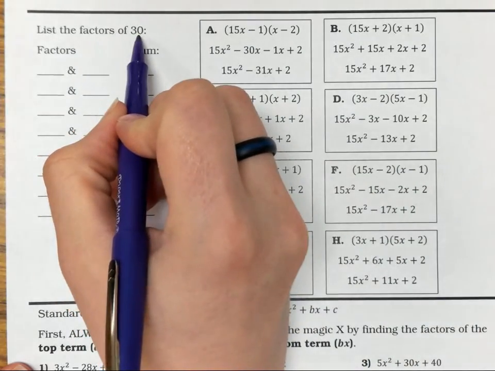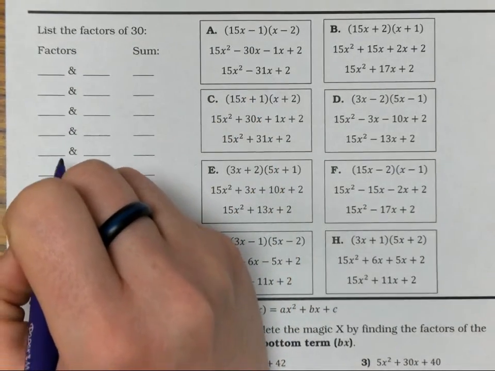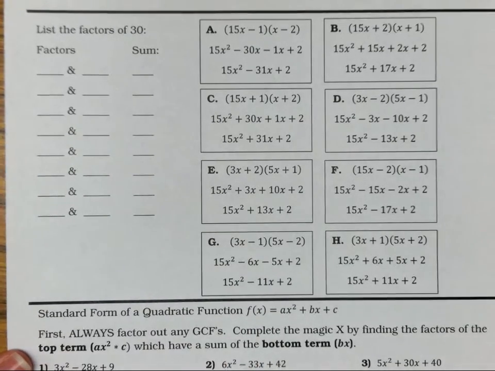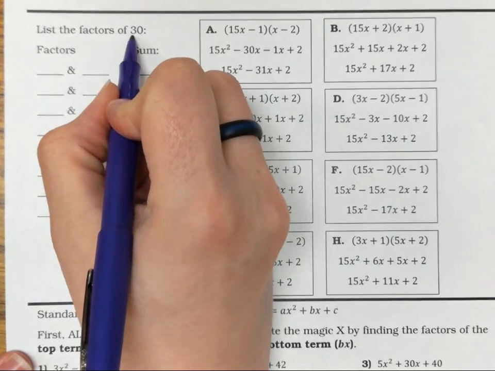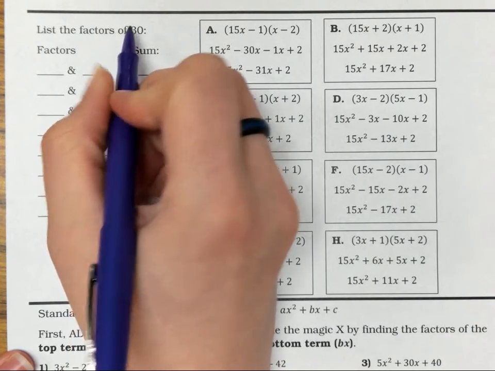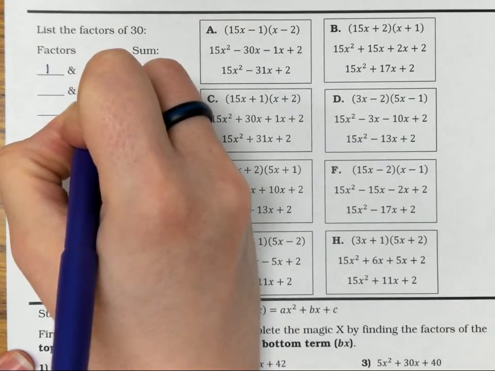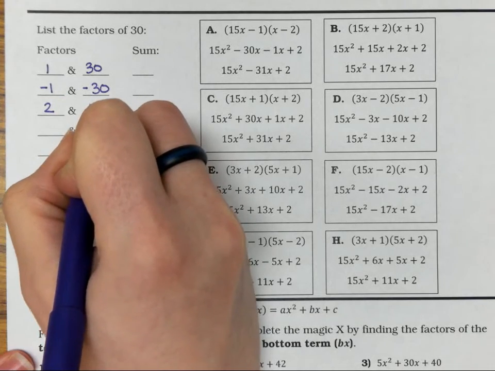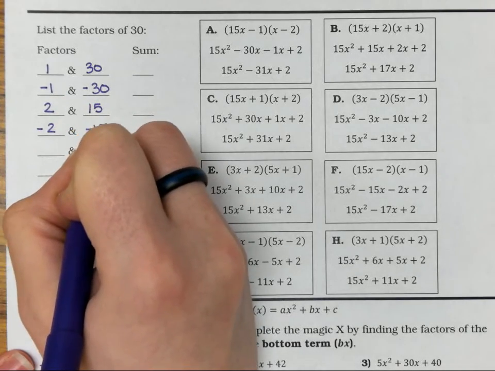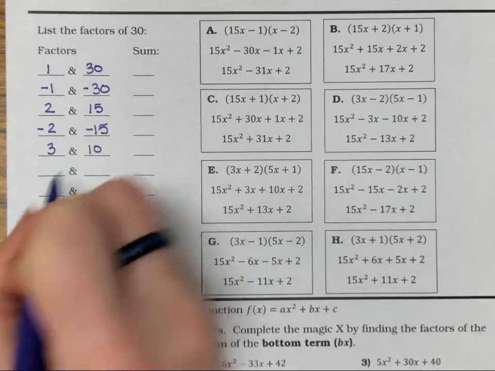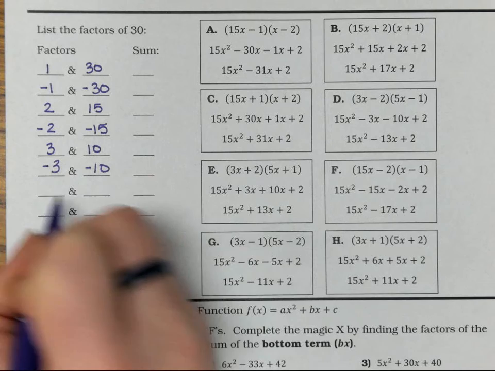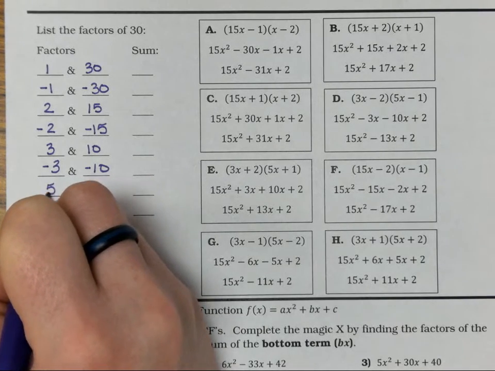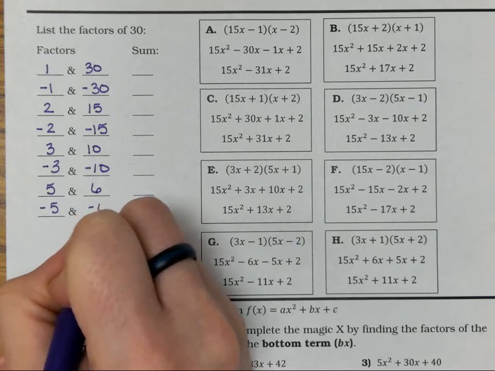And I want you to list the factors of 30. And anytime you list your factors, I want you to go in order. And I need you to know that factors are two numbers that multiply to give you that number, but they could be two positives or two negatives. So if I want a positive 30, I need two positive numbers or two negative numbers. So 1 and 30, but that also means negative 1 and negative 30. 2 and 15, which means negative 2 and negative 15. 3 and 10, or negative 3 and negative 10. 5 and 6, or negative 5 and negative 6.